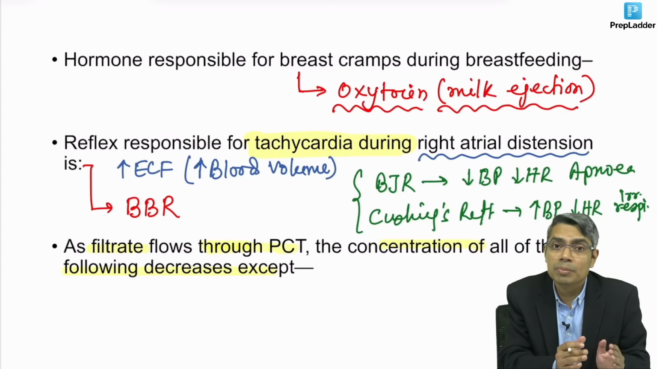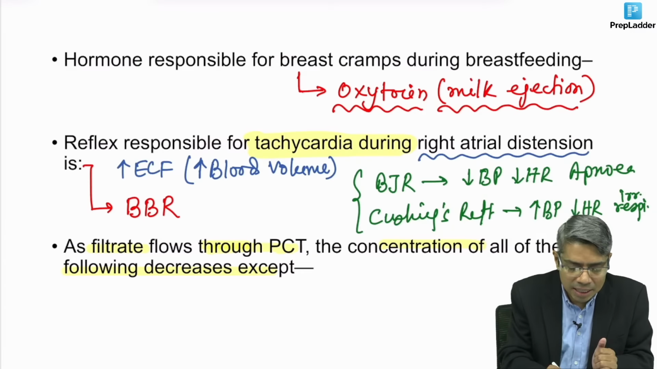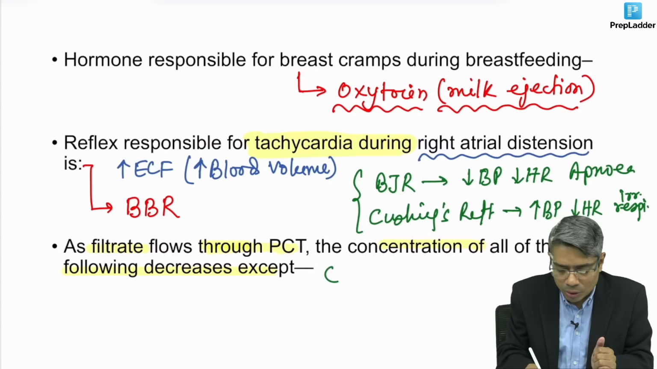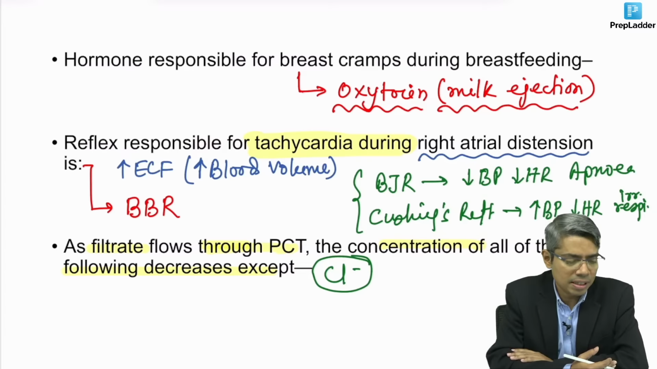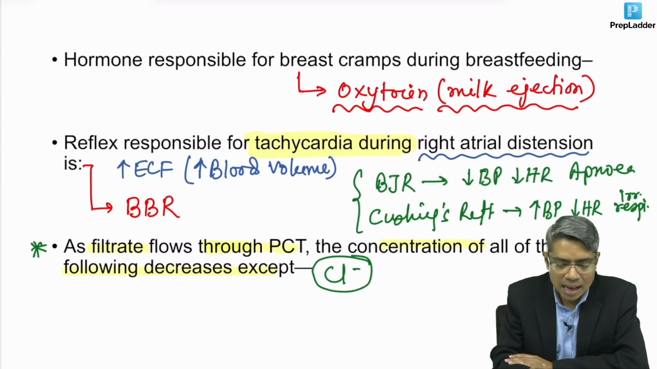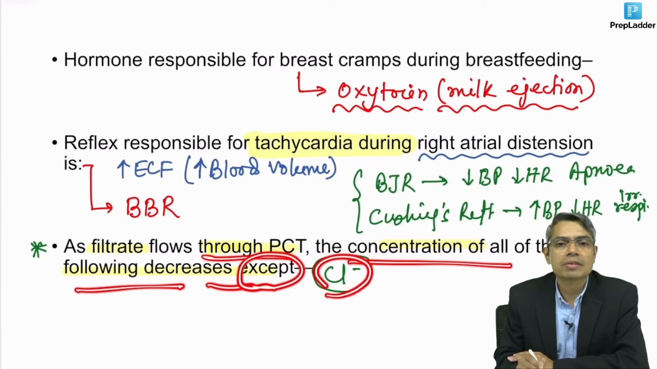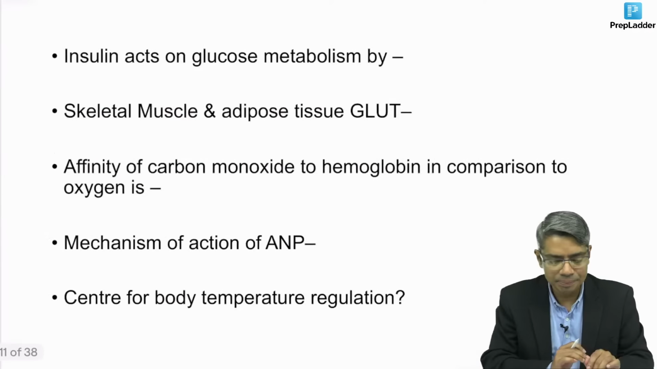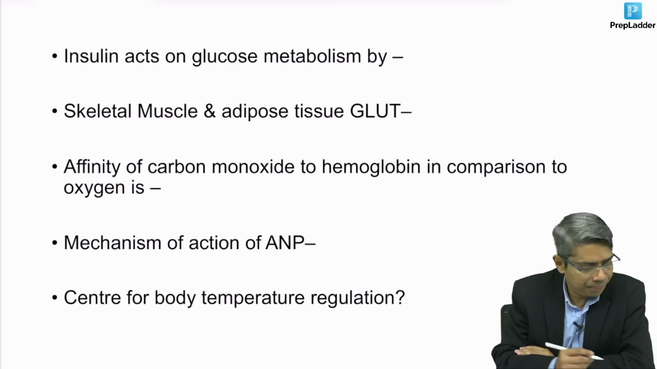Chloride remains unabsorbed in the proximal part of the tubule, and because of this there will be an increase in the concentration of chloride in the later part of the proximal tubule. Based on this, the question has been asked that as the filtrate flows through the PCT, the concentration of all of the following decreases except, and your answer will be chloride ion. Got it?